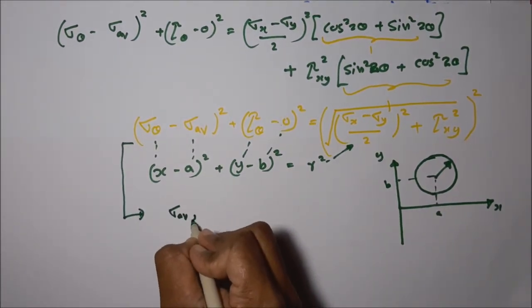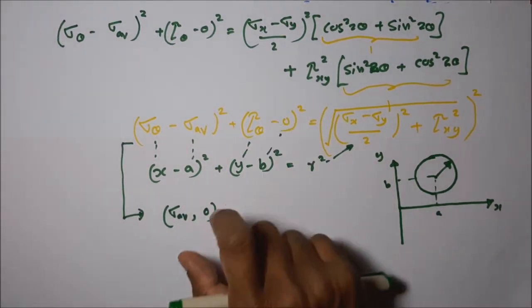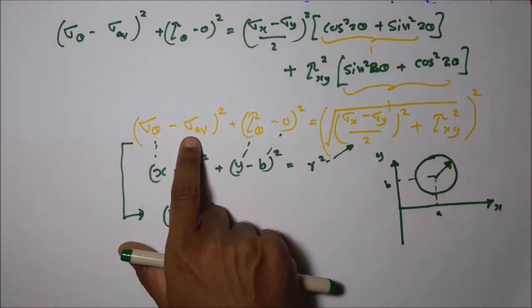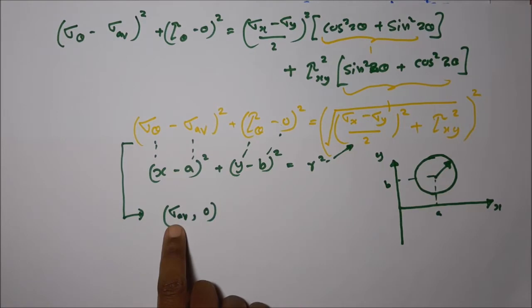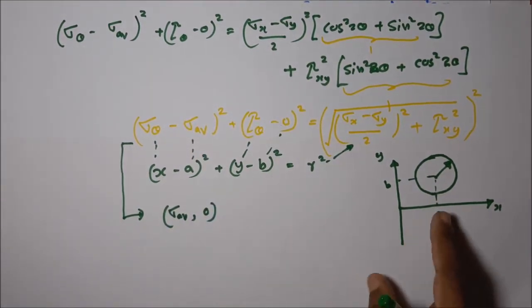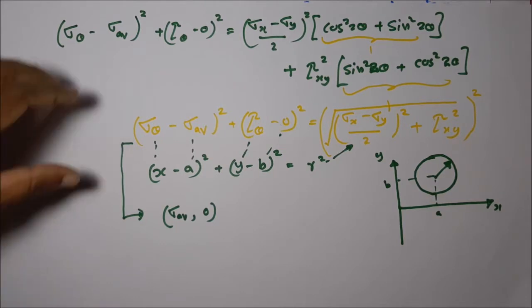Center at sigma average, 0. That means the center always lies on the x-axis. Always in a Mohr circle diagram, the center lies on the x-axis. Okay, remember that one. The center is always at the average stress value from the coordinate 0. That is the property of the Mohr circle diagram. So I will show this graphically.